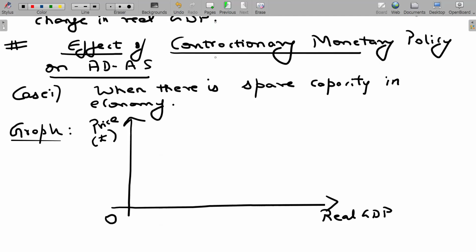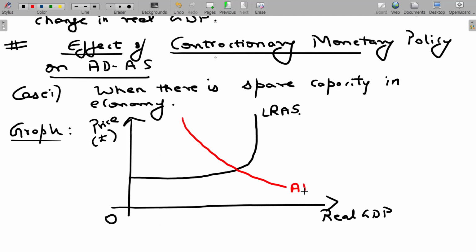Okay, our initial long run aggregate supply curve is again like this. And because the economy has spare capacity, let's say you are on this portion of the long run aggregate supply curve. This is the initial aggregate demand. And now a contractionary monetary policy means the aggregate demand curve will shift to the left. From AD to AD1, the real GDP falls from Y to Y1.